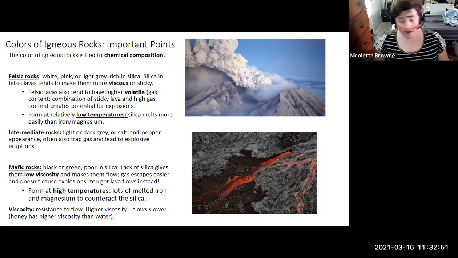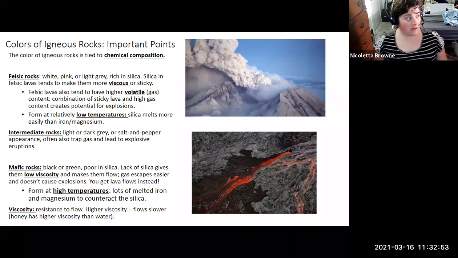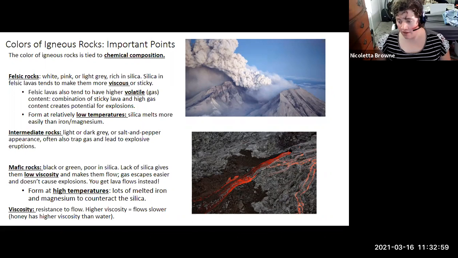Now, one other aspect I want to mention is temperature. And we talked about Bowen's reaction series and how some minerals crystallize first in the last lab. And silica melts more easily than either iron or magnesium. And that means that it takes higher temperatures to melt mafic minerals like olivine and pyroxene that have more iron and magnesium in them. And this is an important point. You might be tempted to think that the most explosive eruptions are the hottest, but that's not actually quite true.